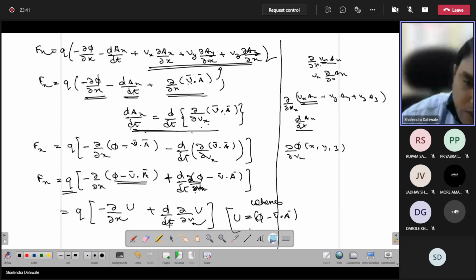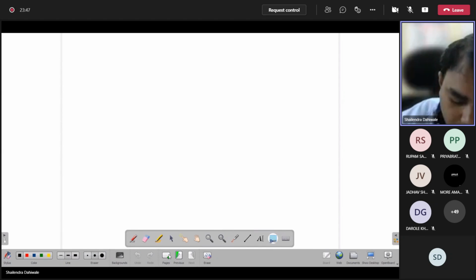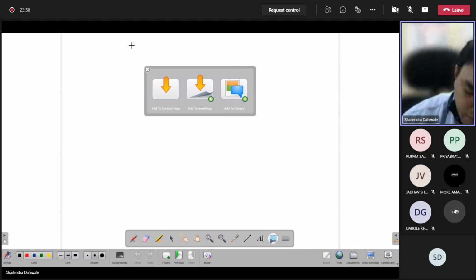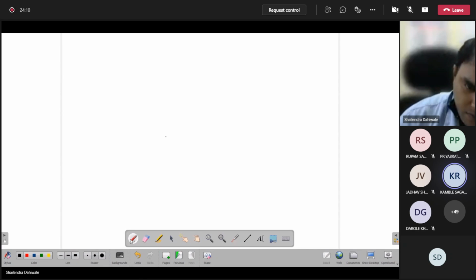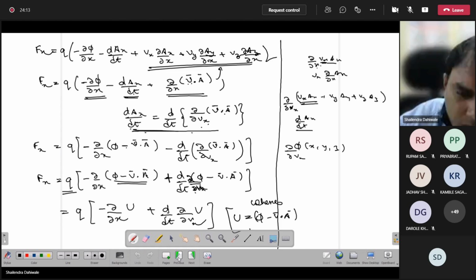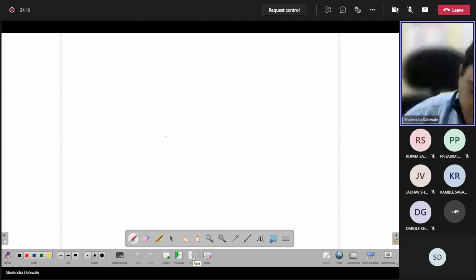Right, so your u is now phi minus v dot a. So your L, you write t minus u, and your u is this. So if I write it completely, L is my t minus u.